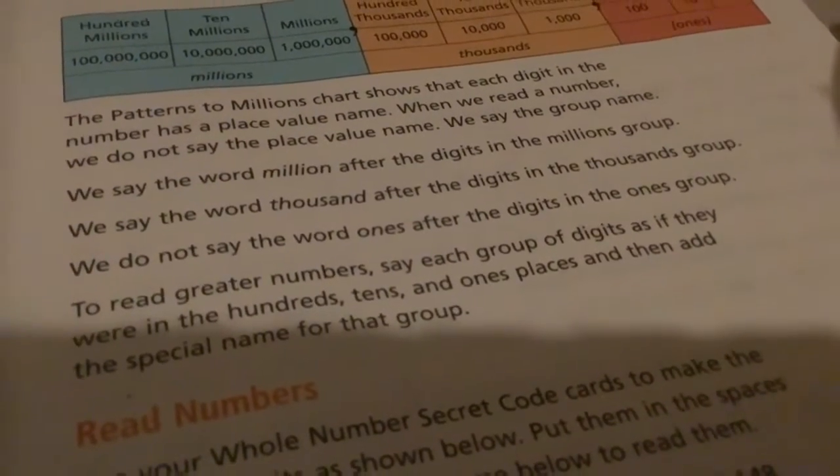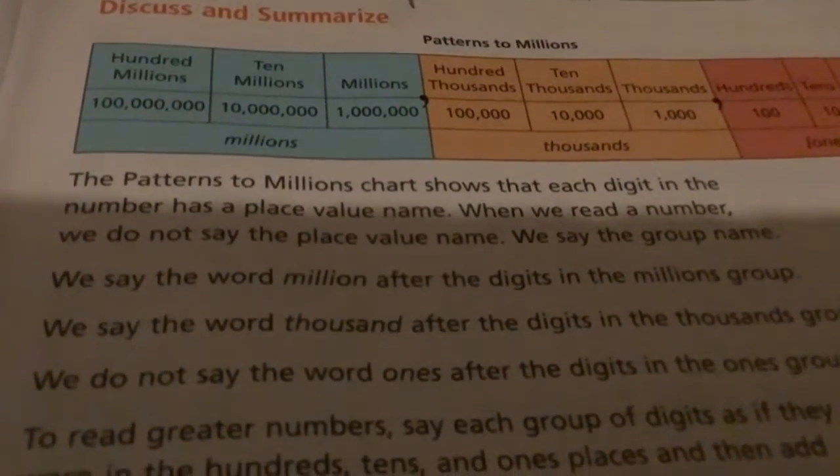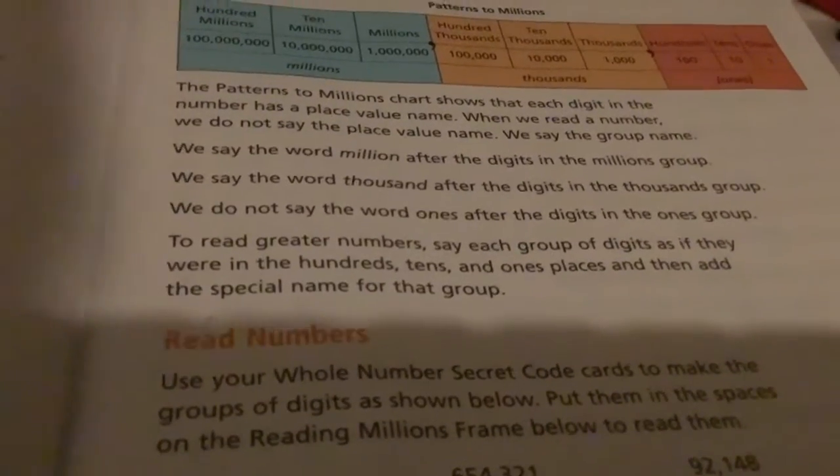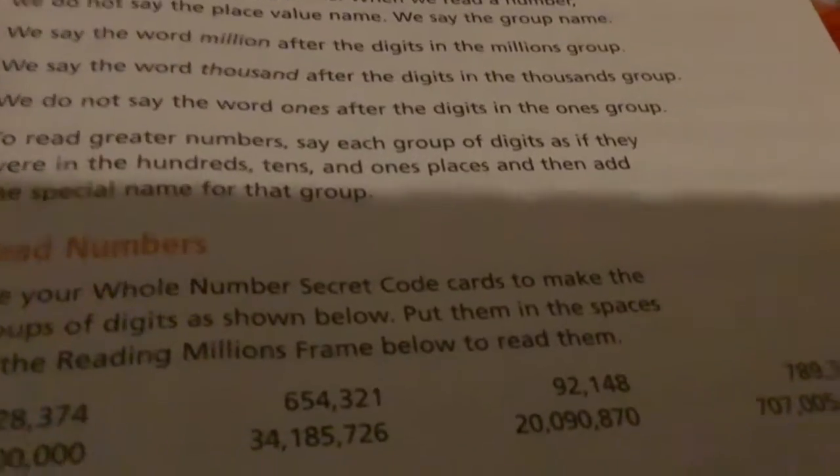We say the word million after the digits in the millions group. Like, for example, we say million because if we were to say 2 million, we have to say million in order for the number to be correct. Instead of saying 2,000,000, we don't say that. We say 2 million. So we say the word million after the digits in the millions group. Same thing for the thousands. We say the word thousand after the digits in the thousands group. For example, 1,000. Yep. However, we do not say the word ones after the digits in the ones group.